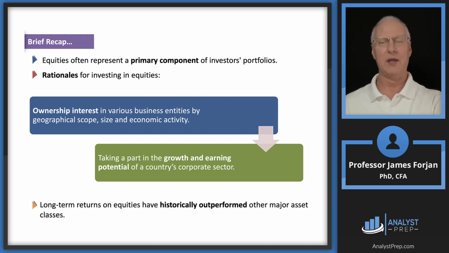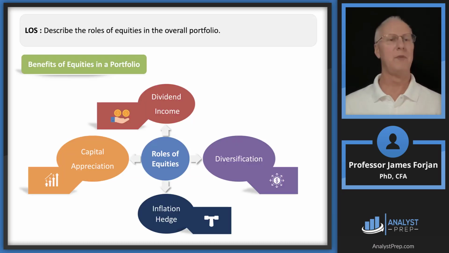Notice at the bottom there, historically outperformed other major asset classes, mostly because of what I just described, with that reliance on the economy and the risk being taken by the shareholders who are owners of the business. All right, so what do we get out of this? Well, this is the vague promise.